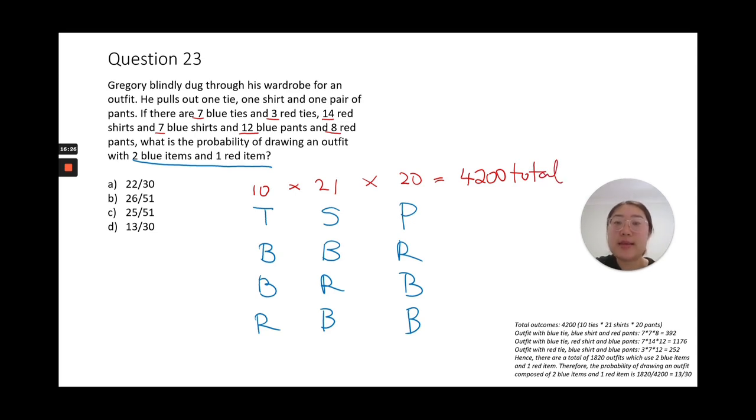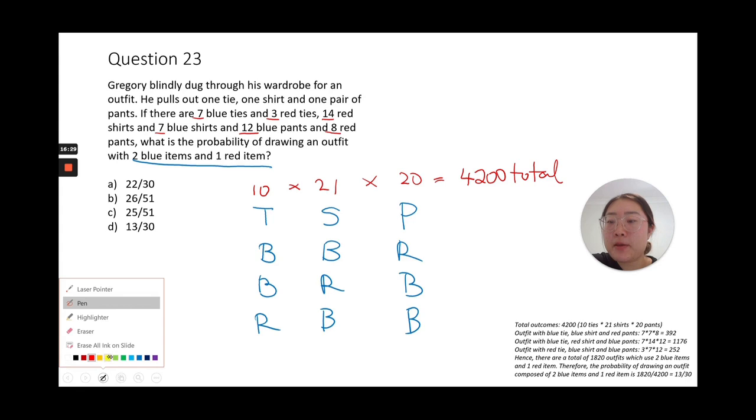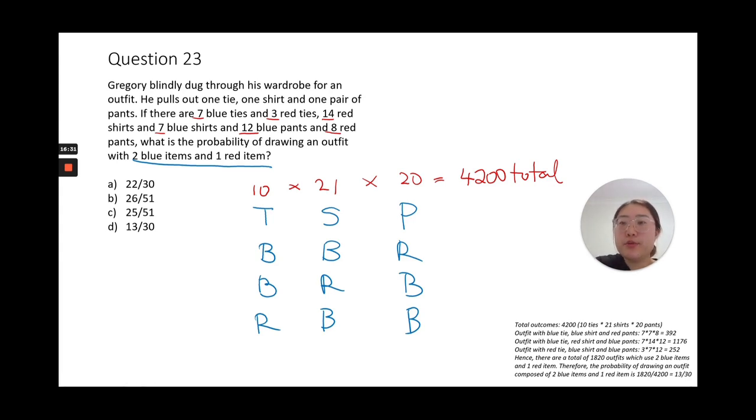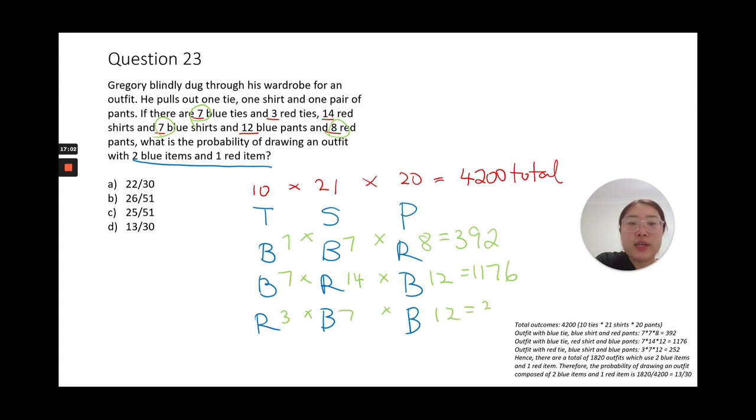You want to try and do the same thing for the next bits, okay? So let's get a green. For blue tie, there's 7 of them. So we have 7. For blue shirt, there are 7 of them as well. We have 7. And for red pants, we have 8 red pants. So we times 8. Times it together and you get 392. Same goes for this one. You have 7 blue ties, 14 and 12. Times it together and you get 1176. Okay, and same this one, 3 by 7 by 12, and you get 252.